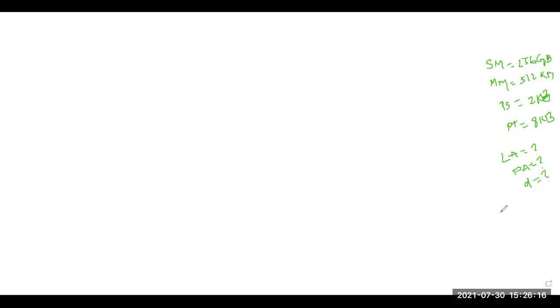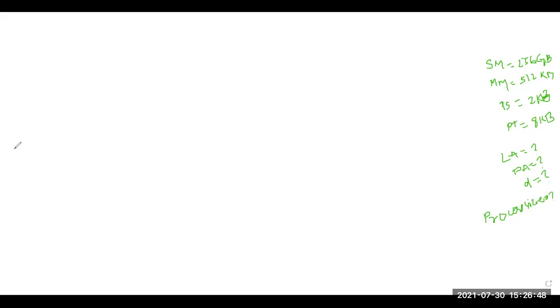How many pages are required for a process? Here, total number of pages required for the process. Or you can find the page size. Or you can find the total process size. What is the process size of the process? This thing you have to find. So, can anyone find the answer for me?